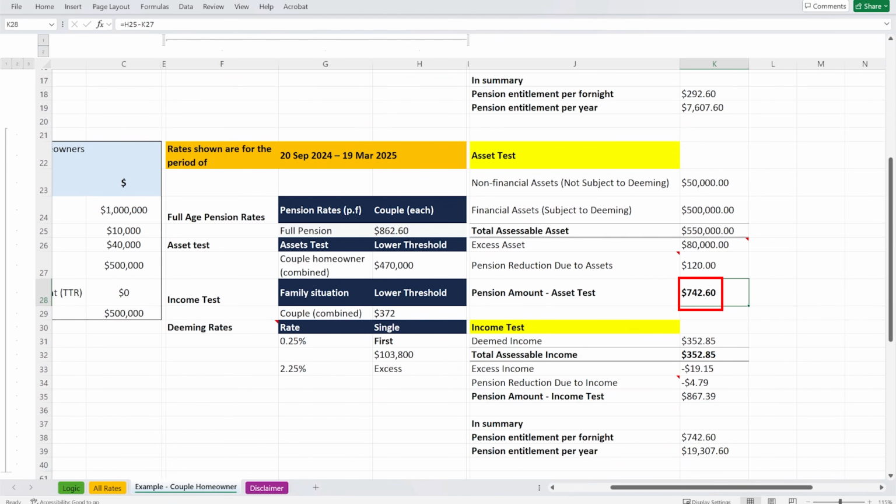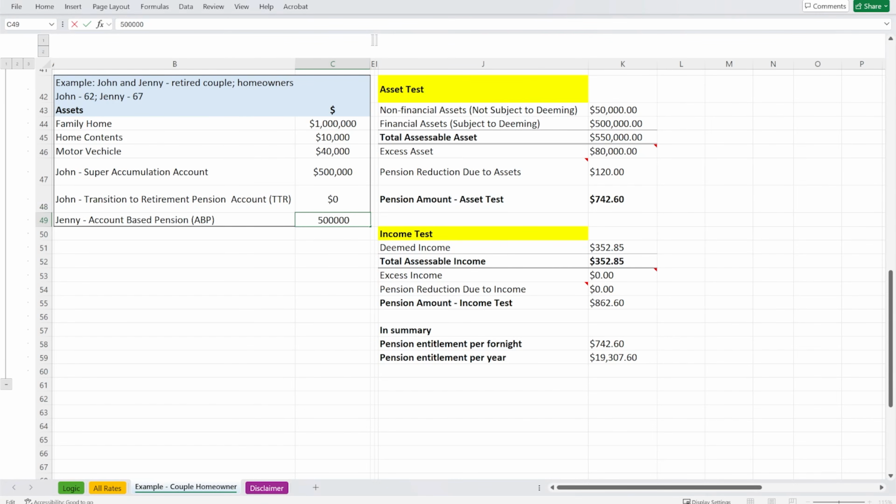$742.60 per fortnight. Quick note: when you use this template, having assets or income below the lower threshold gives you the full age pension, and it won't increase it beyond the maximum amount. I've kept the formula straightforward to make the logic easy to follow, but if the excess assets or excess income ever drop below zero, please adjust them manually to zero.